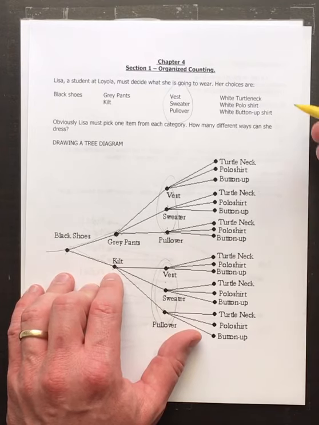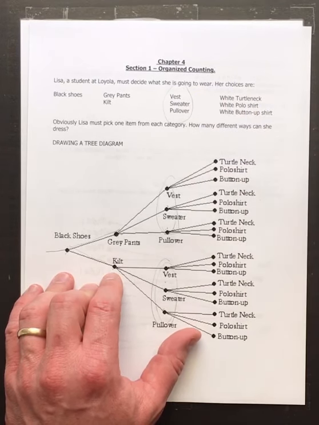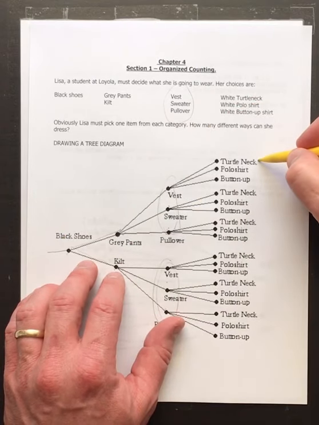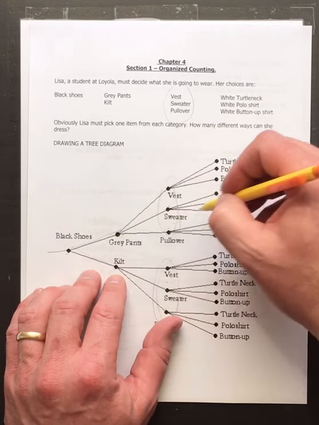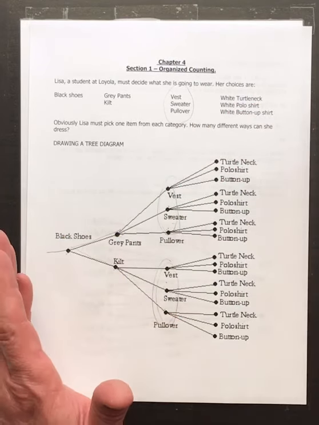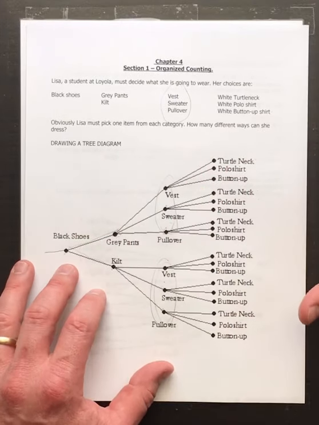Okay, finally we choose an undershirt to go along with this sweater, and it's either a turtleneck, a polo shirt, or a button-up shirt. Okay, now we don't go back to the beginning. She's not choosing her black shoes or a top. She's choosing this and this and this and this all together to form one outfit. So it's branching outwards and becoming more and more possibilities.